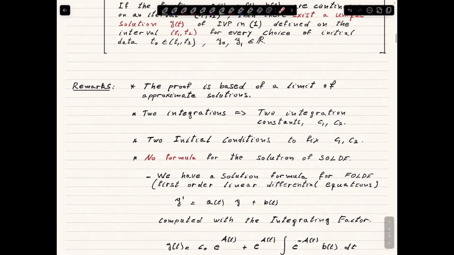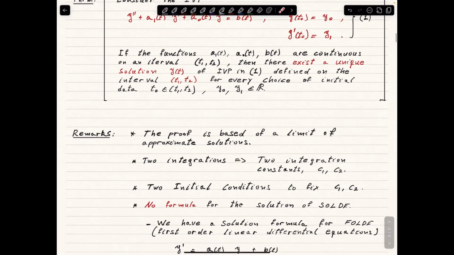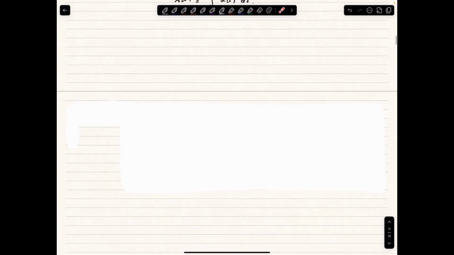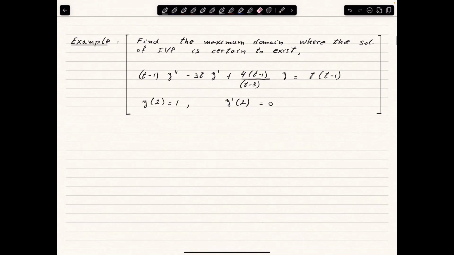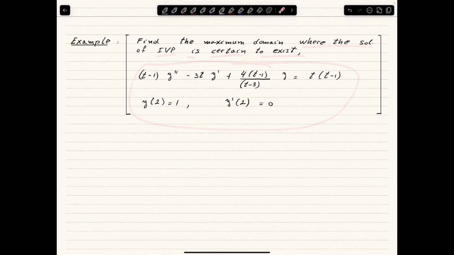We have now one example, and the example is about the part of the theorem that says where the solutions are defined, and they are defined in the same interval that the coefficients are defined, as long as the initial time is in that interval. To see a little bit what we mean by that, we have an example. And this is the example. Find the maximum domain where the solution of this initial value problem is certain to exist. Certain to exist because of the previous theorem.